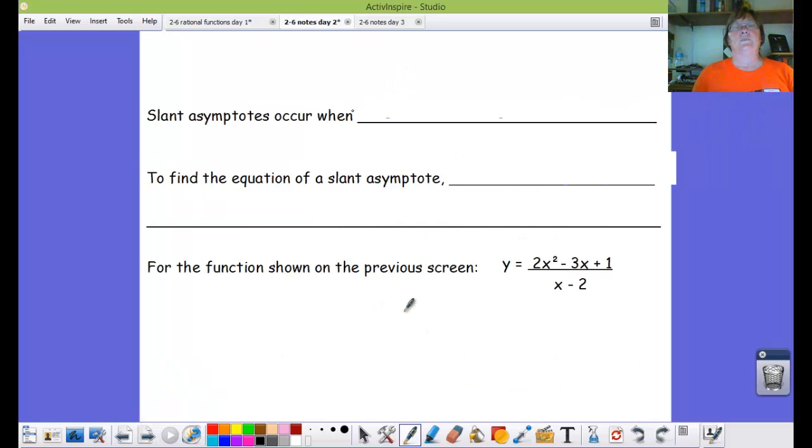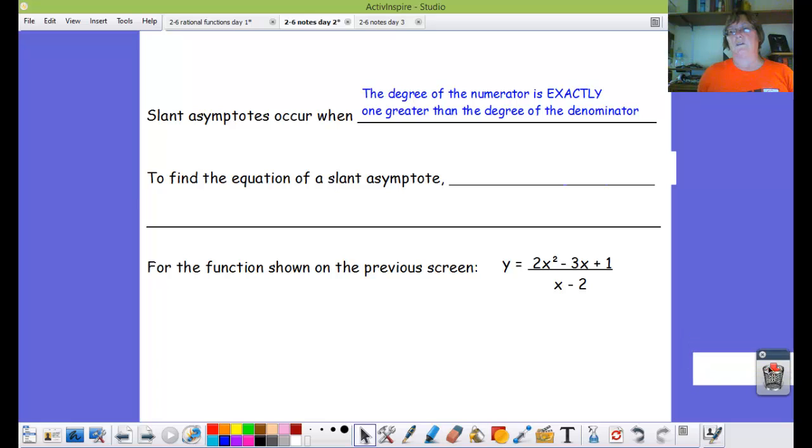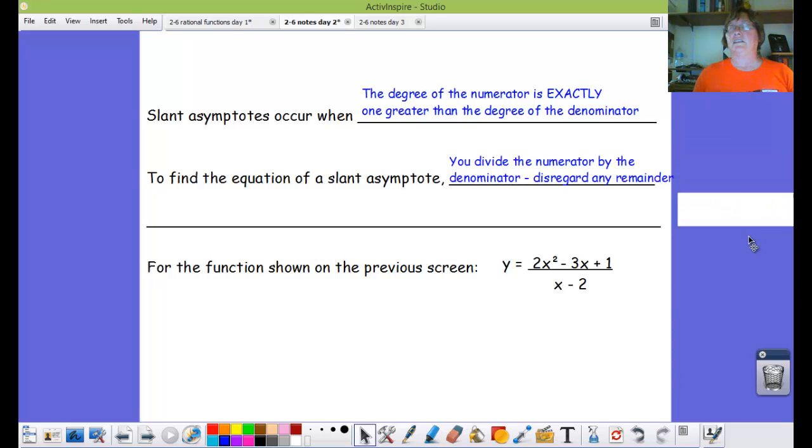So slant asymptotes, folks, they occur when the function rule for a rational function has a degree in the numerator that is exactly one bigger than the degree of the denominator. Say that again. It has to be exactly one greater than the degree of the denominator. To find the equation of a slant asymptote, you just divide the numerator by the denominator. You disregard any remainder. That doesn't matter, but the quotient part that you get, that's going to be the equation of the slant asymptote. So let's try that for the one shown on the previous screen.